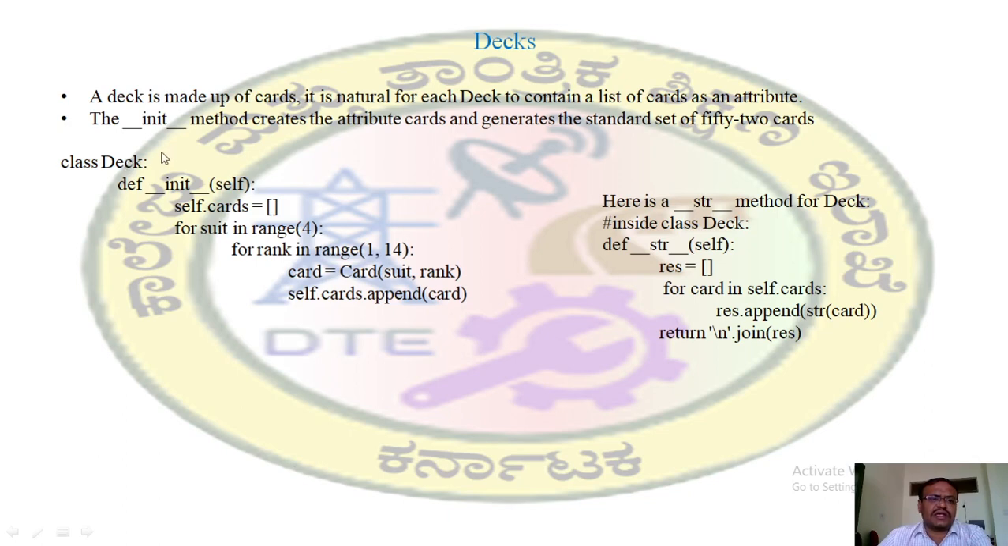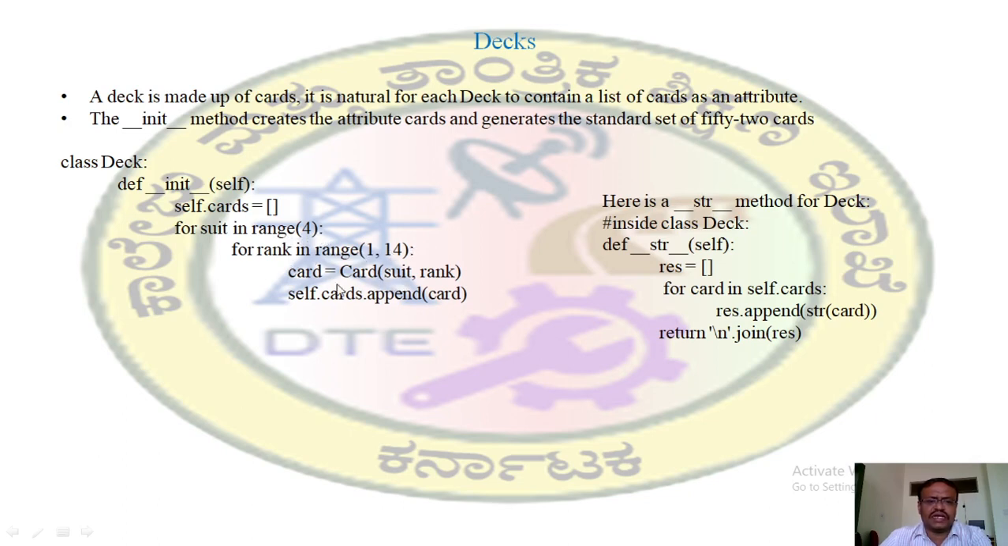So let us now try to understand how to create the decks here. We are creating a class called Deck, and within that we have the initialization method, and self.cards is initialized to an empty list. Then for each suit in the range 4, and for rank in range 1 to 14.